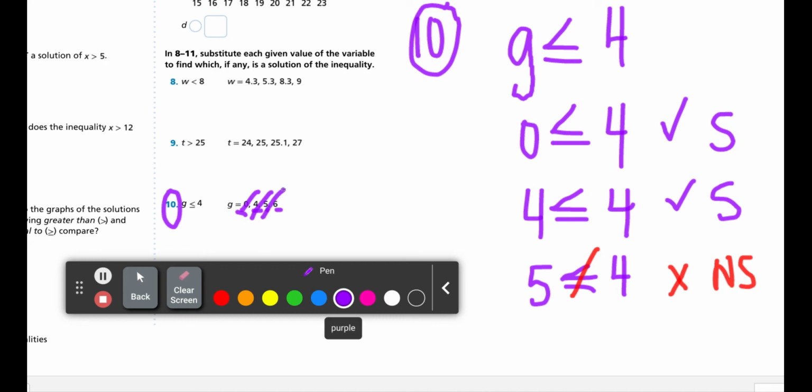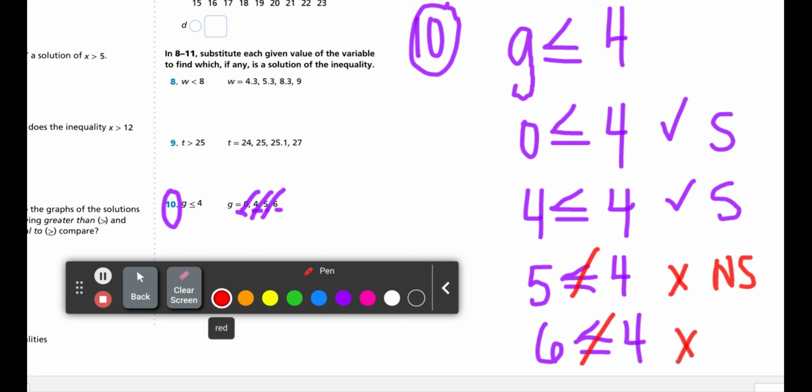And the last one, let's try 6. Is 6 less than or equal to 4? No, it's not. No solution. So to solve these types of inequalities, we're just plugging in the value and seeing if the inequality is true or false.